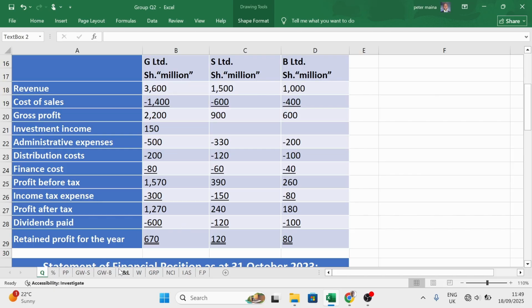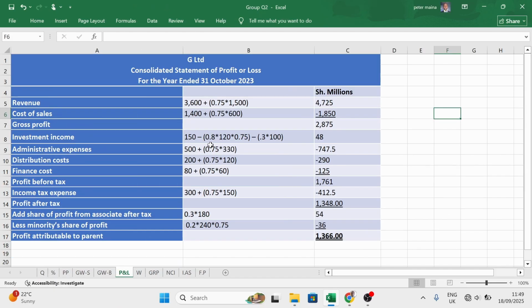So 80% of 120, and then again you multiply by 9 over 12 or 0.75, because that is the post-acquisition period. They were together for 9 months only. So you cannot take dividend for 12 months if the parent stayed with the subsidiary for 9 months. So we are going to deduct this. This is the dividend received from a subsidiary.